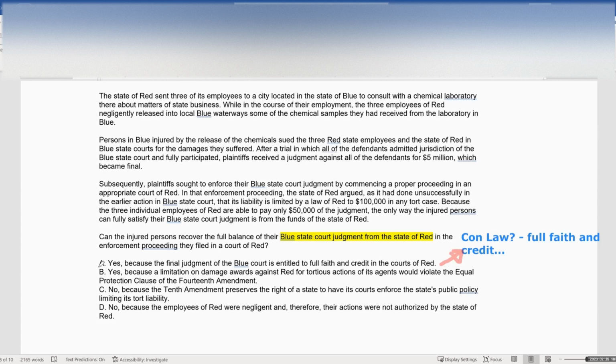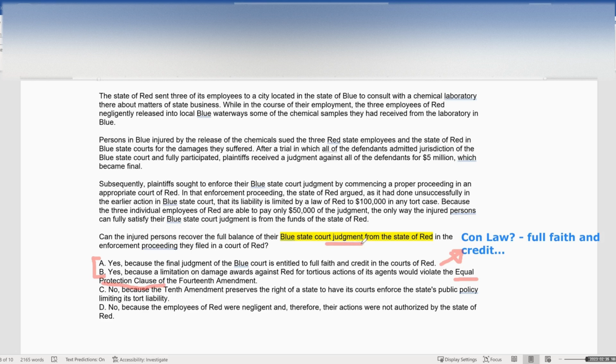Answer choice B, well, first you would be favoring the yeses. Answer choice B, yes, because a limitation on damage awards against red for tortious actions of its agents would violate the Equal Protection Clause of the 14th Amendment. Equal protection likely doesn't have anything to do with this, because we're talking about a judgment. We're talking about a court judgment.